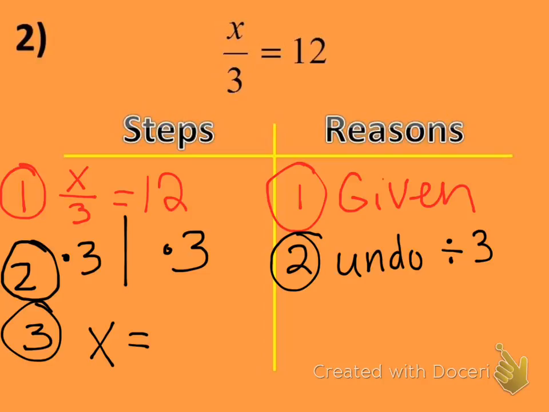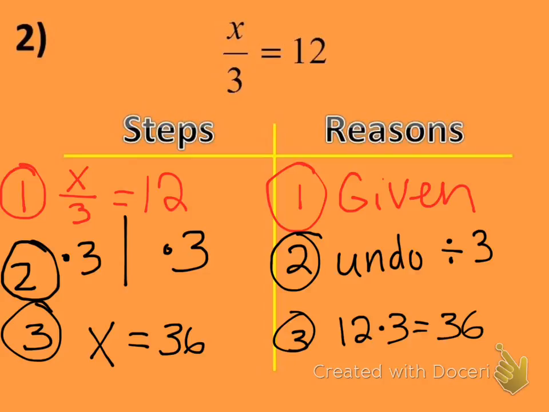Not 9. We're multiplying by 3. Oh. So I need to know 12 times 3. 36. And the reason that I got that is because of what I just said. 12 times 3 equals 36. Yep. And you are done. You know you're done when you have your answer and you have a reason for every step that you did.